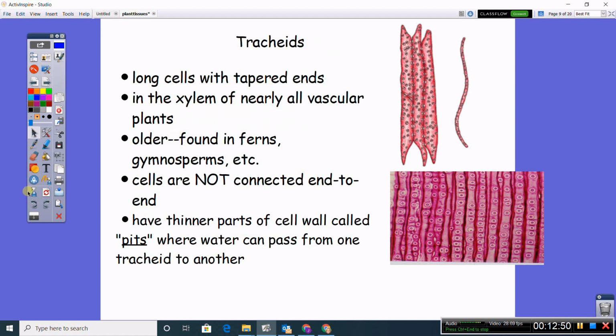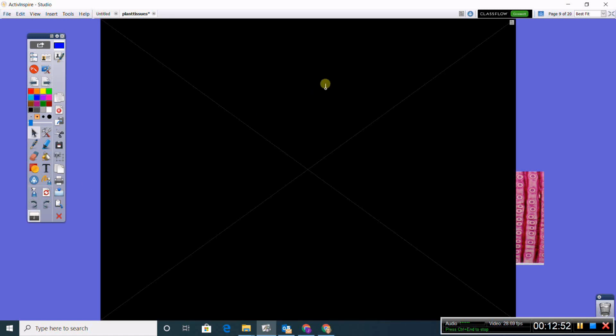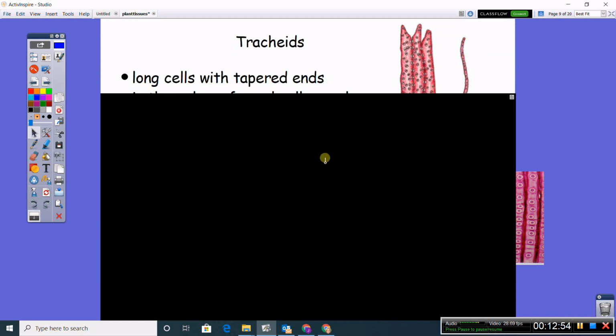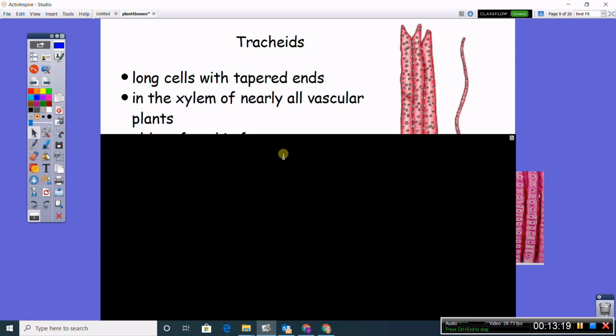So let's look at the two types. This one's going to be your one on the left. These are your tracheids. The two types of water-conducting cells are going to be your tracheids and your vessel elements. So we're going to start off with tracheids. These are long cells with tapered ends, which I know is a lot like how we describe the fibers, but I'm going to give you a way to tell these apart from fibers.